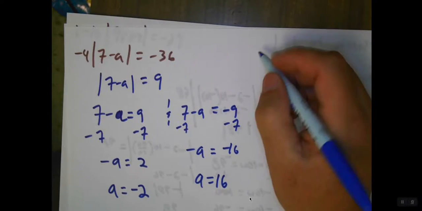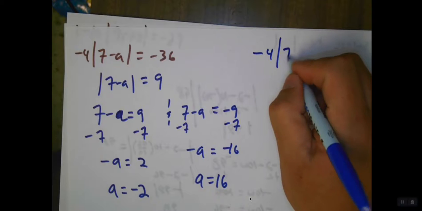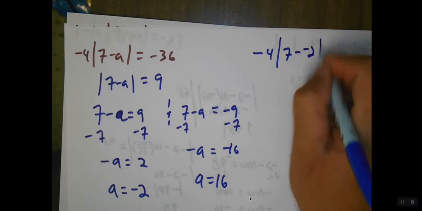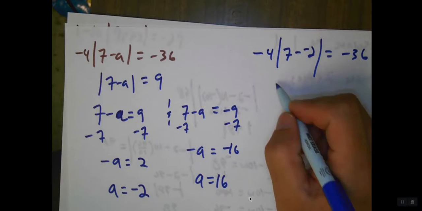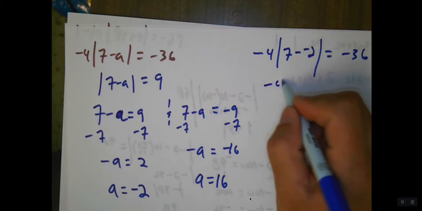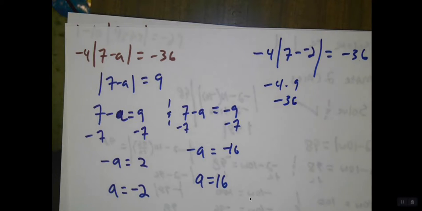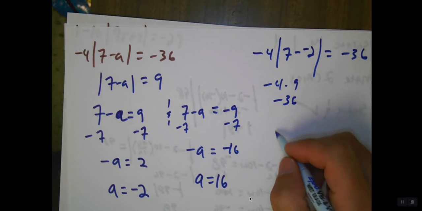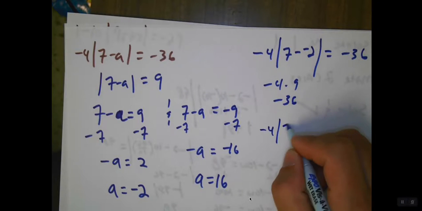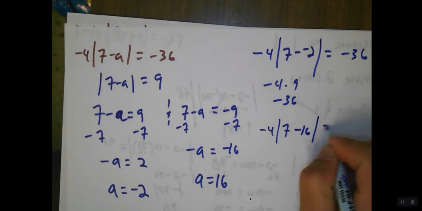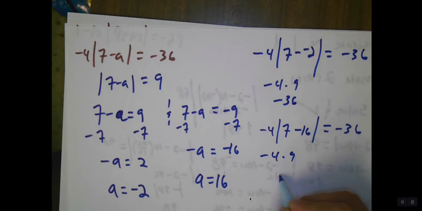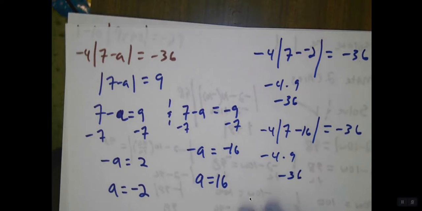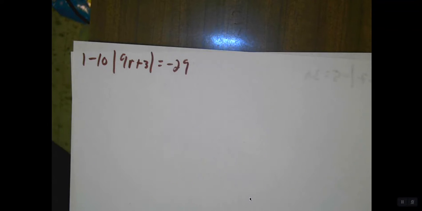Check your work. Does negative 4 times the absolute value of 7 minus a, minus 2, equal negative 36? So 7 minus negative 2 is 7 plus 2, so this is 9. So negative 4 times 9 is in fact negative 36. It works. Let's do the same thing for 16. Negative 4, 7 minus 16, is that equal to negative 36? 7 minus 16 is negative 9. The absolute value of negative 9 is 9. So it works. These two check out. That's awesome. Okay.